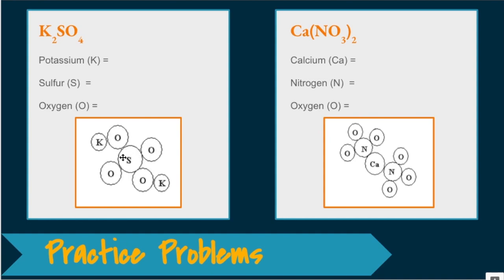For this next one, it's a bit harder just because there are parentheses. First I'm going to go through and identify what elements are part of this compound. So I have Ca, which is calcium, N for nitrogen, and O for oxygen. So I listed out each of those.